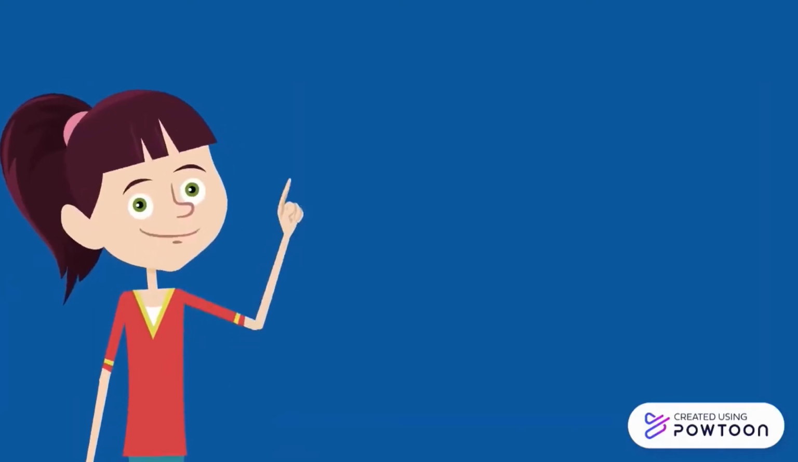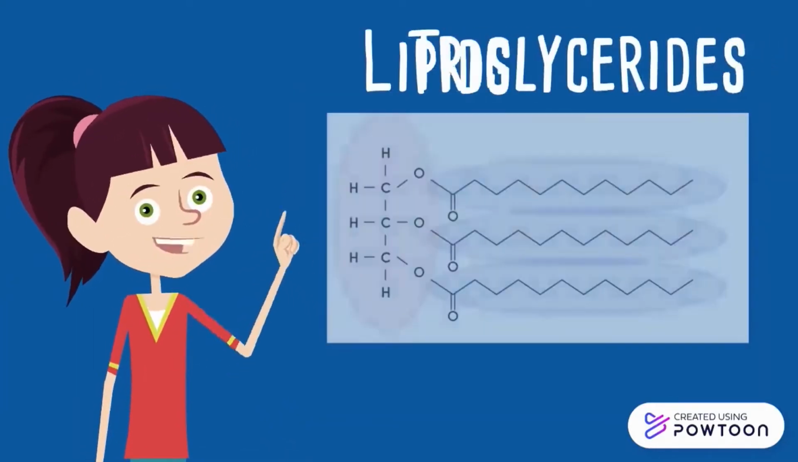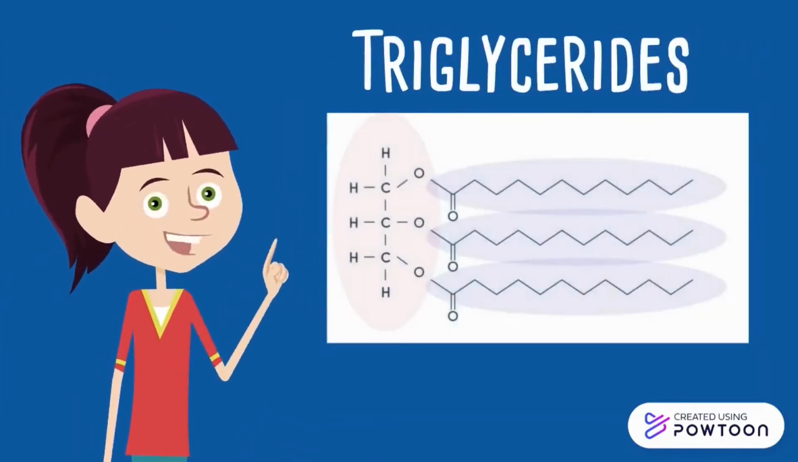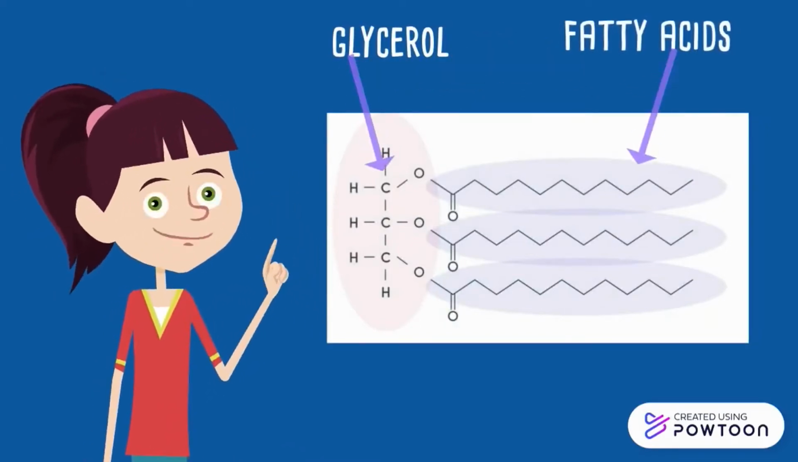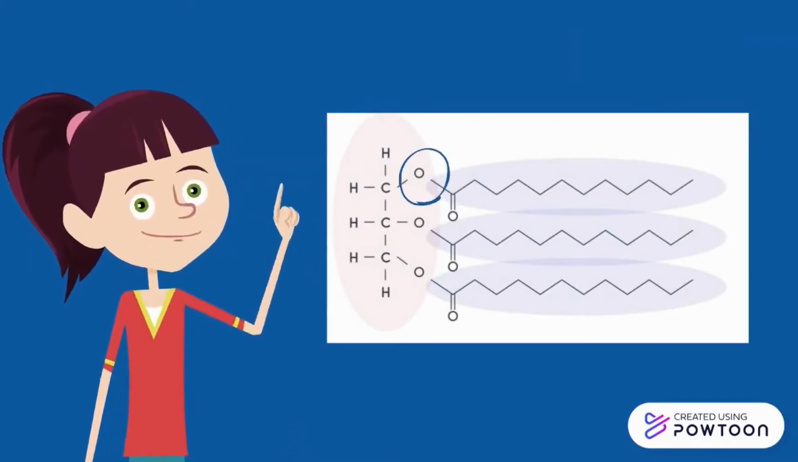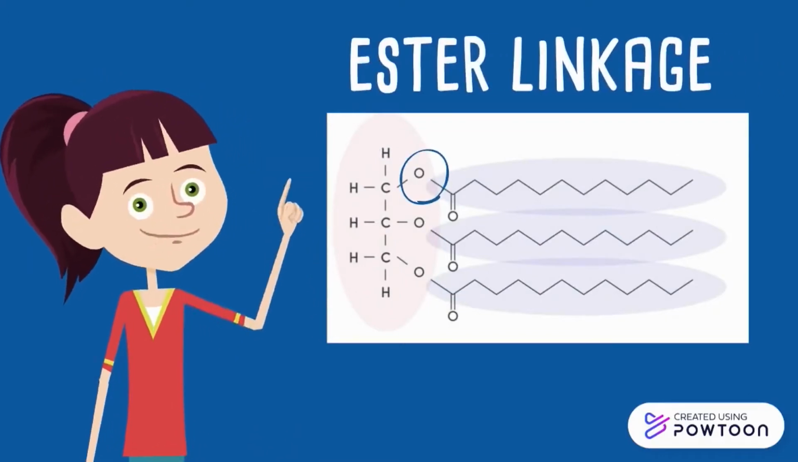We're going to look at two different types of lipids. First, we have triglycerides, which are lipids used for energy storage. They are composed of one glycerol molecule and three fatty acid molecules. The linkage of triglycerides is called an ester linkage.